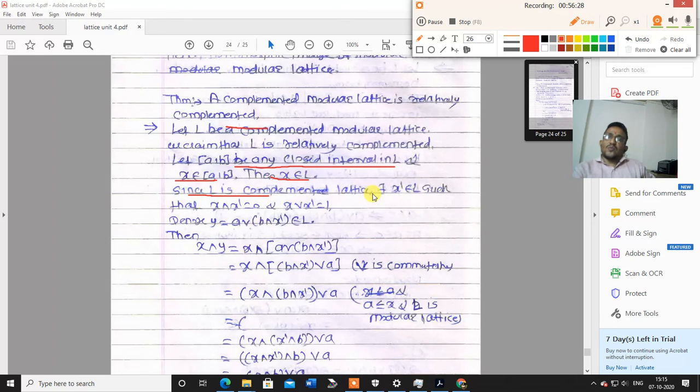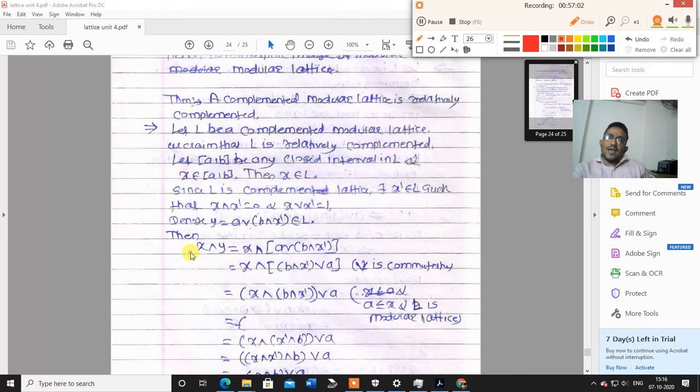So we can say that since L is complemented, there exists X dash in L such that X meet X dash is equal to 0 and X join X dash is equal to 1. Let Y be equal to A join B meet X dash, which is an element of L, and clearly it is also an element of the closed interval AB.